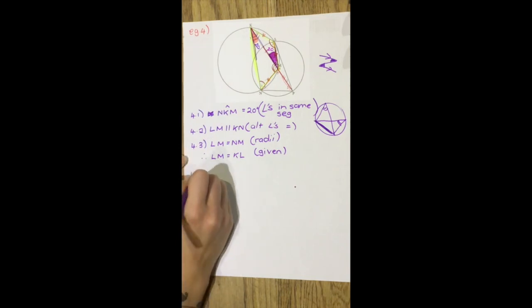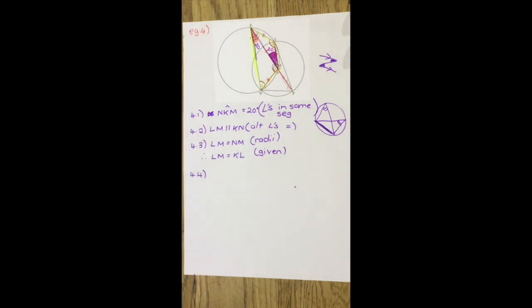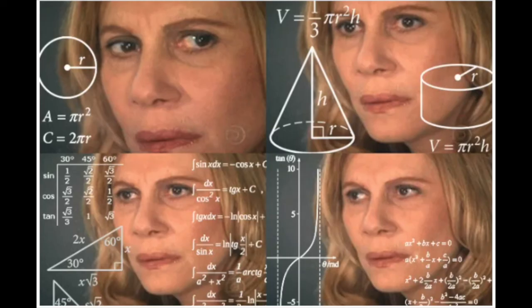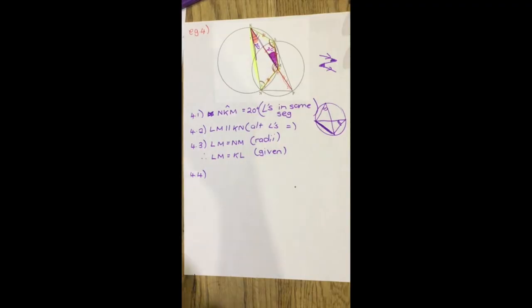Okay, 4.4, we are on the last question, guys. Calculate with reasons the size of KNM. Alright, so they want this angle over here. Okay, this actually took me a second. I had to pause the video and try and figure it out. So yeah, as I've said before, guys, it takes a while to see these things sometimes. So don't panic in an exam if you don't.